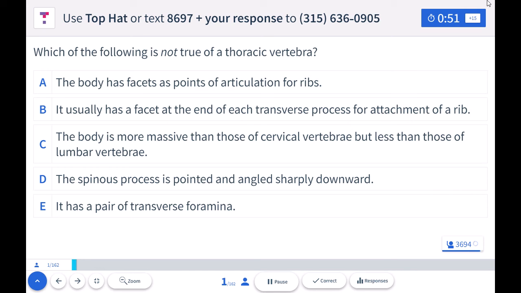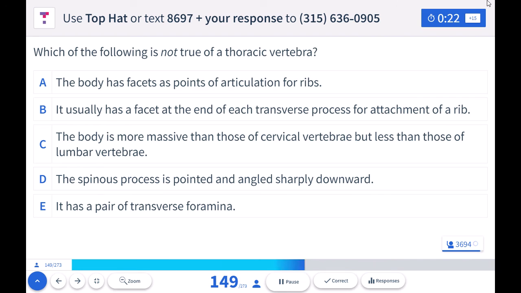The body has facets of articulation for the ribs. It usually has a facet at the end of each transverse process for the attachment of the rib. The body is more massive than a cervical vertebra, but less massive than a lumbar vertebra. The spinous process is pointed and angled sharply downward, or it has a pair of transverse foramina.